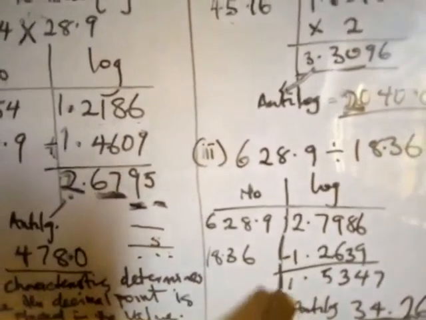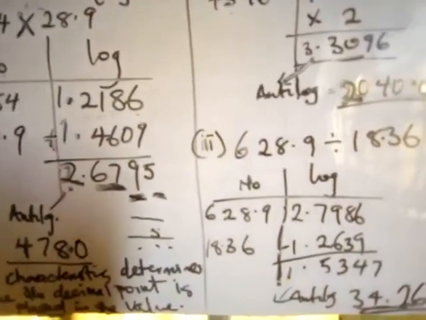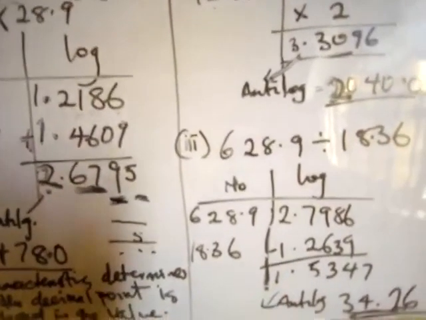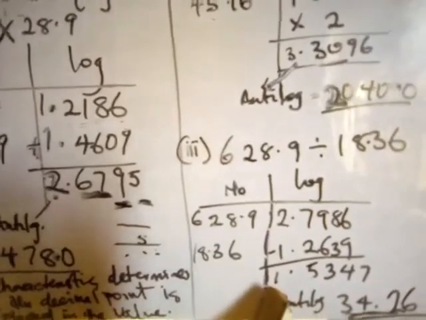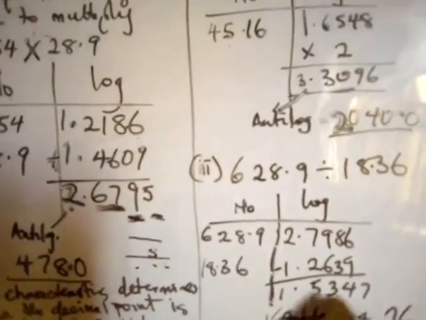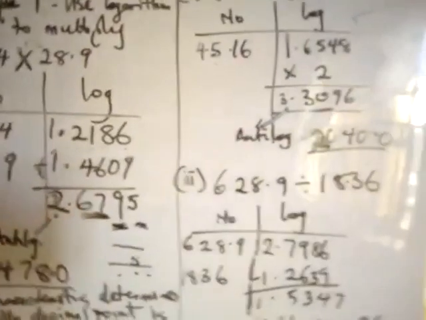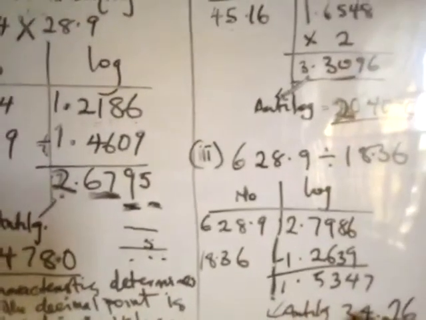Your characteristics determines where you place the decimal point. Because you have 1 as your characteristics, the decimal point will be after the second digit. This is 1, 2, so your decimal point will be here.